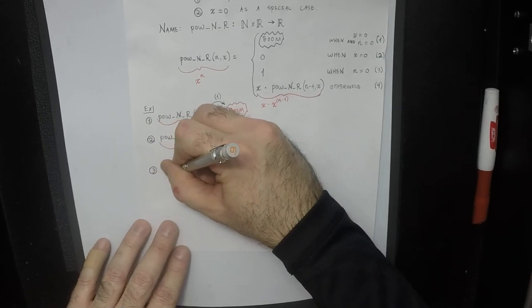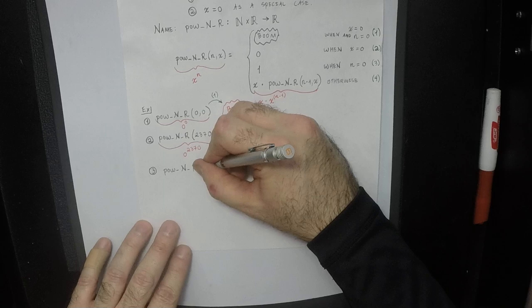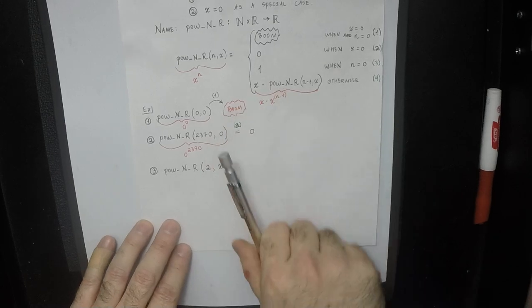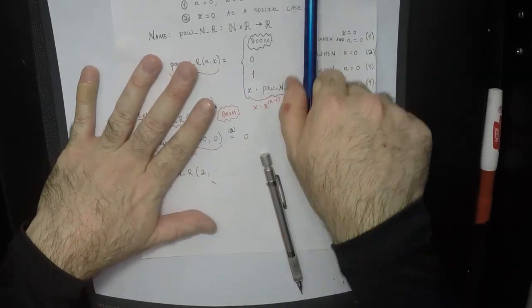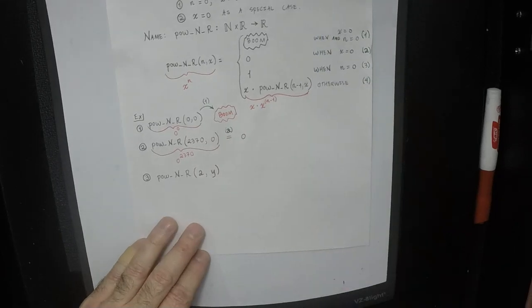So then pow_n_r. How about a reasonable n? So how about 2? And we'll just leave this as x so we can watch. Let's not make it x. Let's make it something more exciting like y, just so we can see what is going to happen. So according to the definition 2 pages ago, what needs to happen? Right. We're going to need 3 items. We're going to need a 1, and we're going to need 2 y's, and we're going to need them all to be multiplied together. That's what this should be.